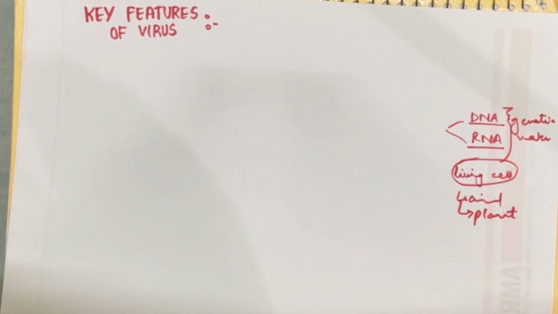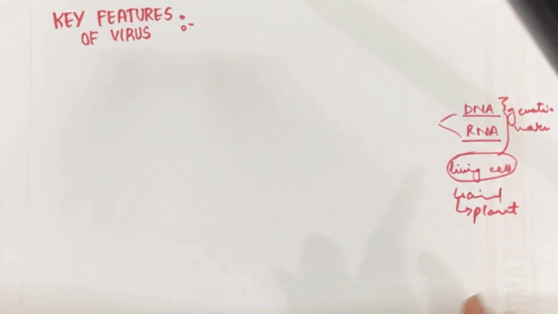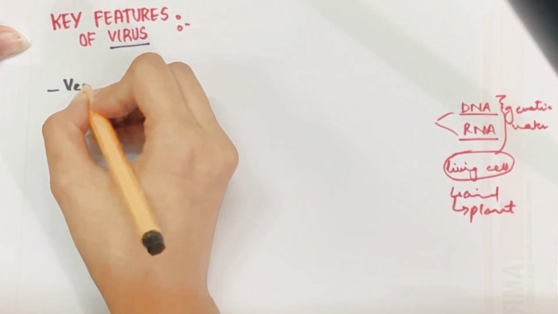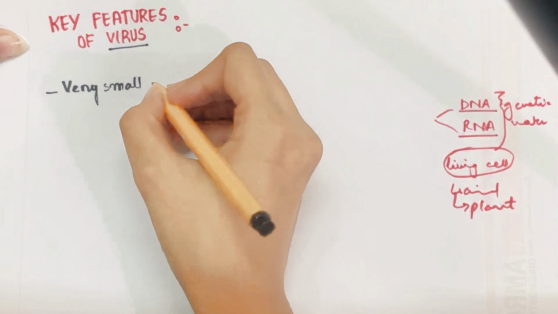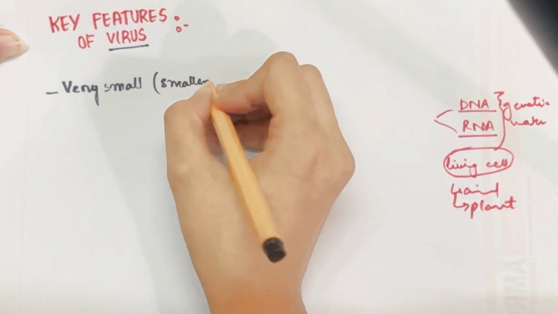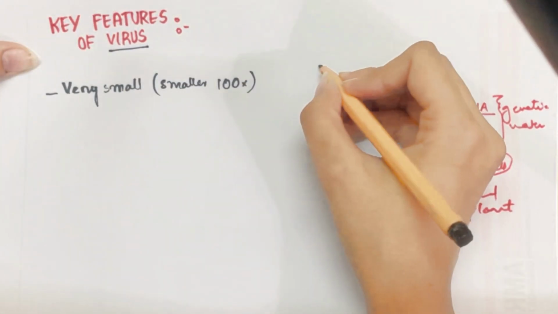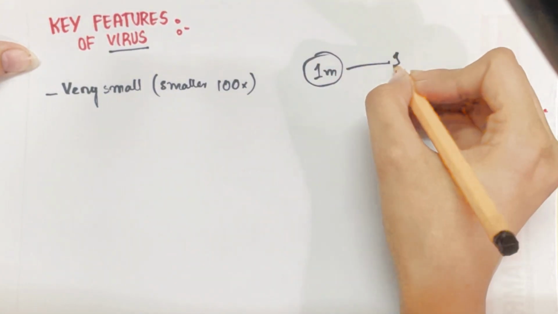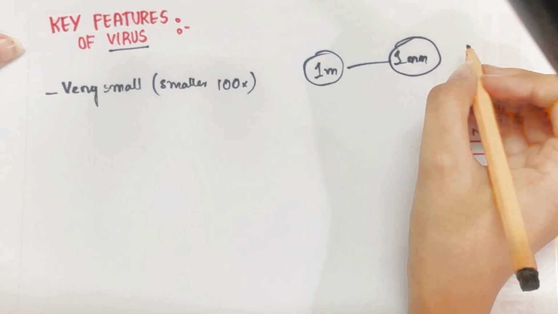Let's discuss the first basic characteristics of a virus. The size of a virus is very small, about 100 times smaller than a bacterium. If a bacterium is said to be about 1 meter, then a virus can be considered as 1 millimeter. So it is almost 100 times smaller than a bacterium.